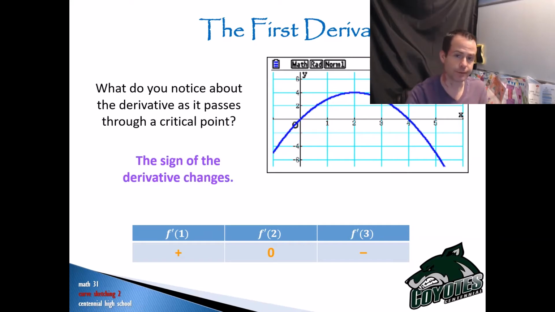That's the first derivative test, okay? If we check to the left and to the right, the derivative sign should change to the left or to the right of a critical number. If it does, then we know for sure we have a local max or min, okay?